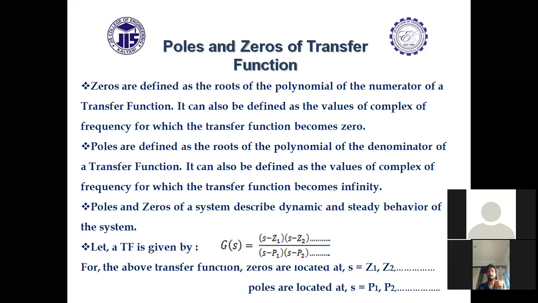Later in this entire course, we'll be studying how poles and zeros are affecting system response, system dynamic response, or steady state response. All will be affected by pole zero location. So before going into detailed analysis, we must know how poles and zeros of a particular transfer function or of a particular system are calculated. That we'll be discussing now.